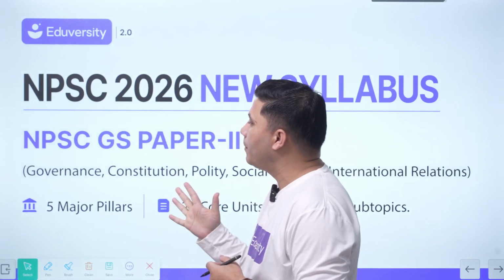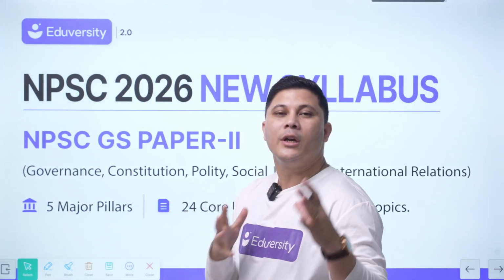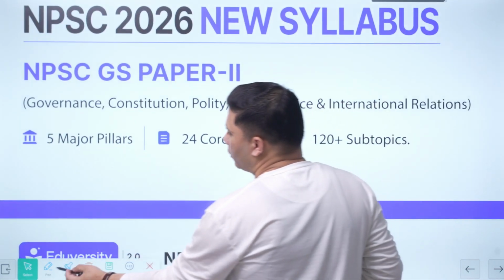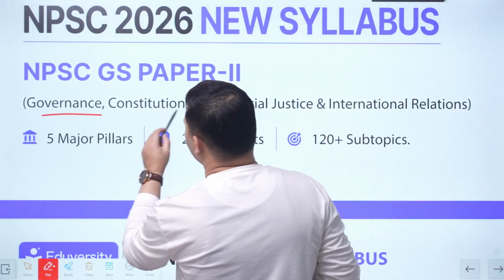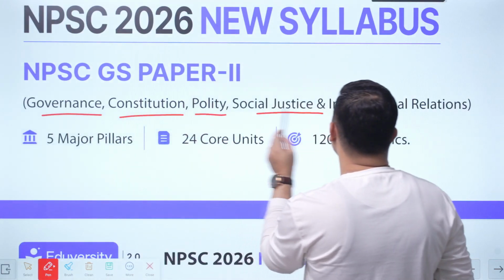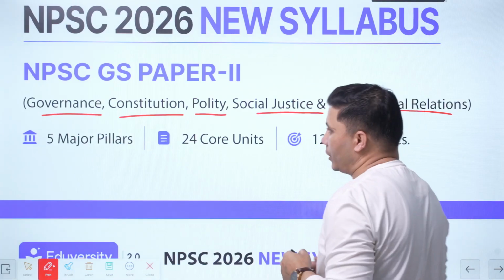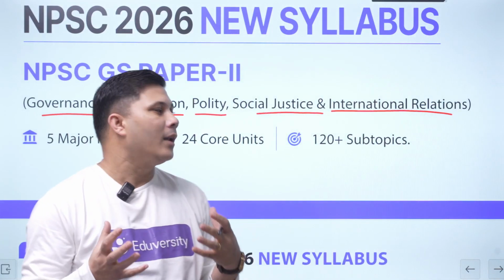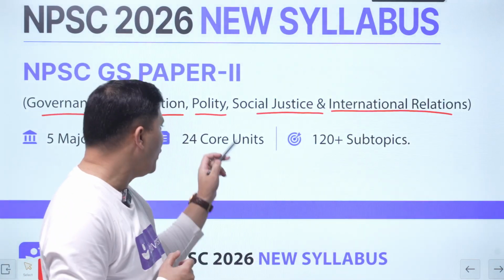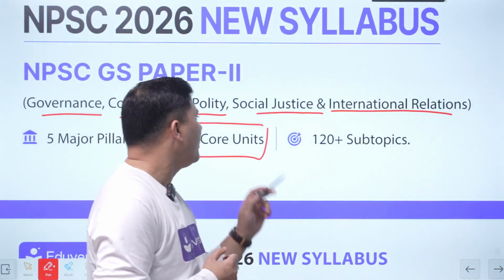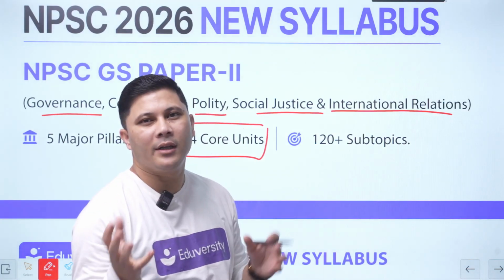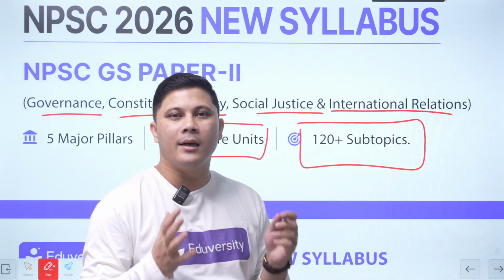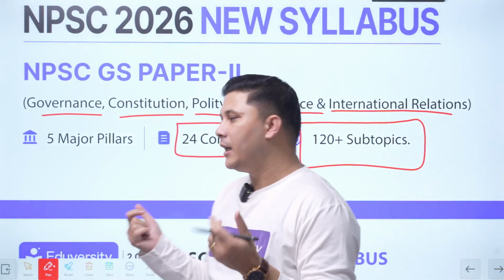NPSC GS Paper-II is very similar to the UPSC GS Paper-II. Basically it has five major subjects: governance, constitution, polity, social justice, and international relations. These five major pillars together have almost 24 core units, and if I talk about the subtopics, these 24 core units have around 120 subtopics, which we are going to discuss in the later part.